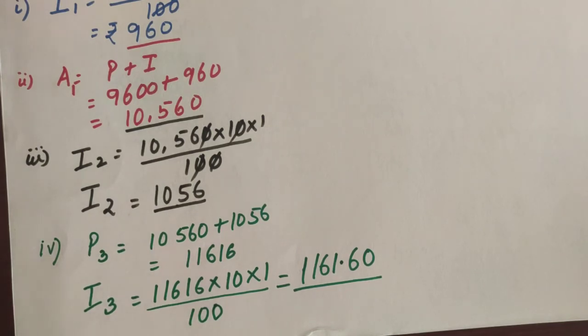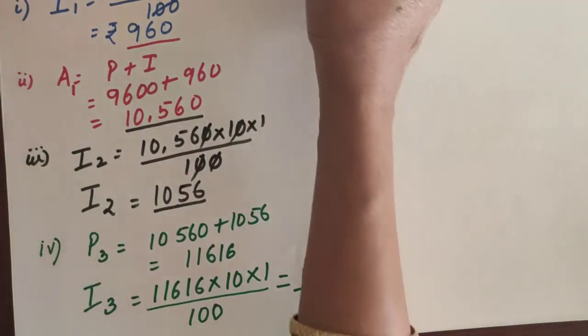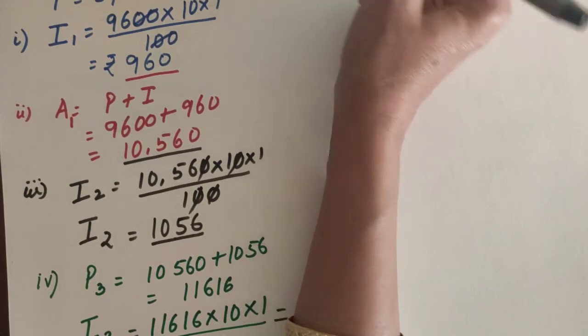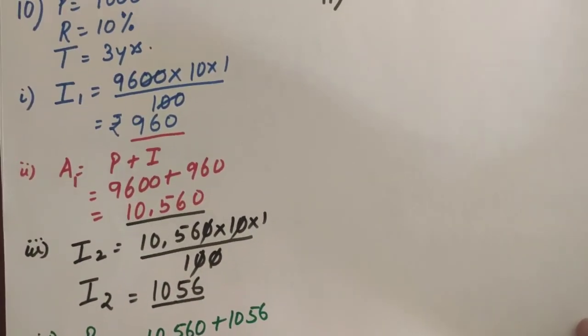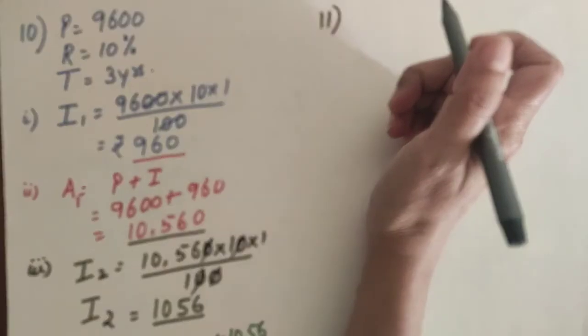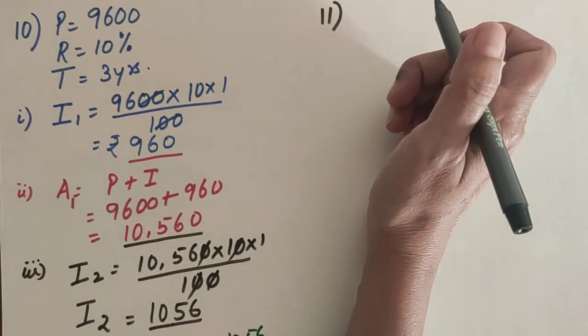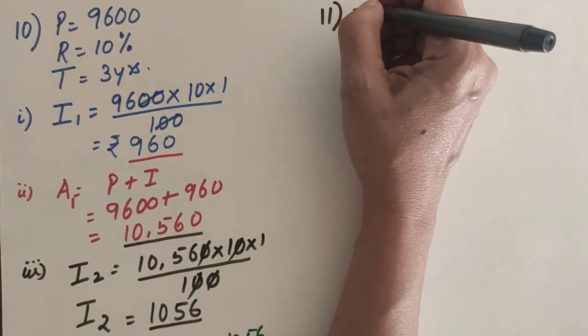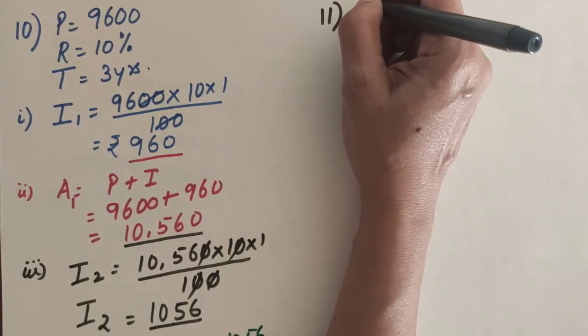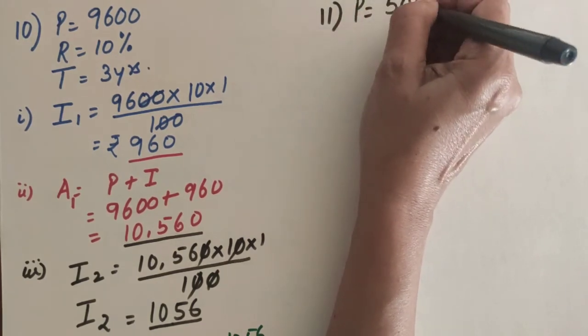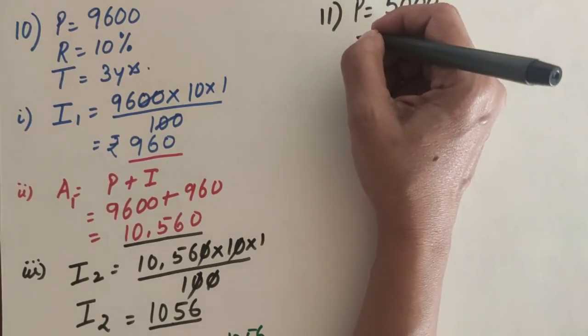Okay. The next sum is question number 11. A person invests rupees 5,000 for 2 years. It means the principal is 5,000 rupees. Time is 2 years.